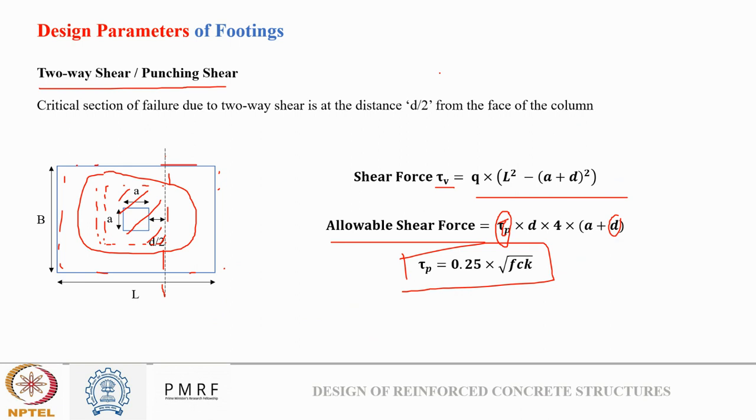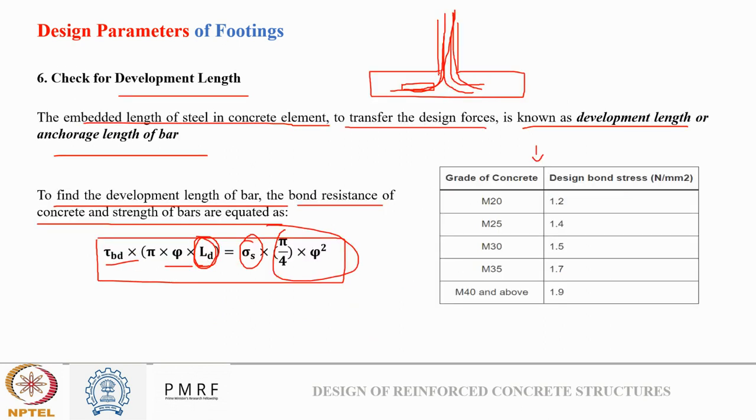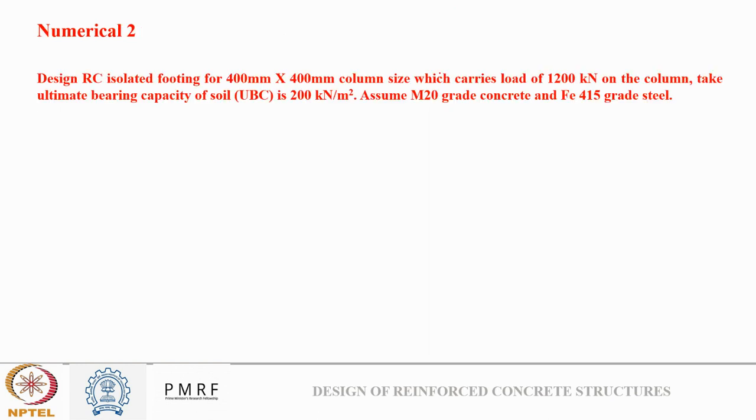So we calculate the area of steel that we need to provide, and then we calculate the development length that we need to provide. Okay, now we'll see one numerical on this so that we are able to apply all the six steps properly. Okay, so this is the numerical.